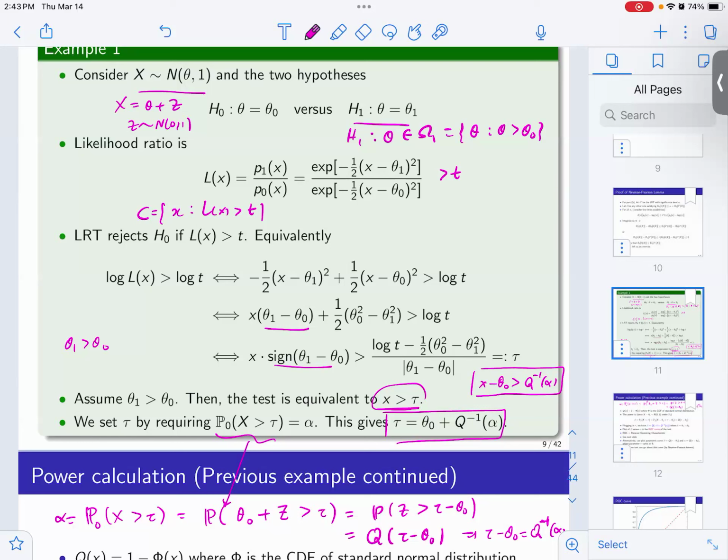So hypothesis testing is the problem. I set up the problem. I give you theta naught and theta one, whether they're close or not at all, fixed. Then you can ask, what is the most powerful test?